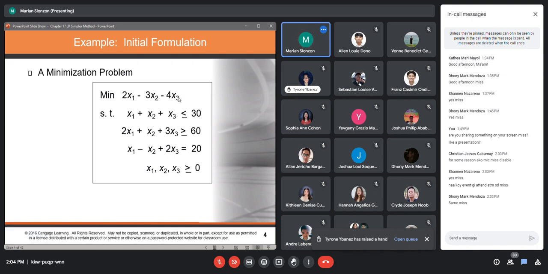Okay, Tyron. How do you make the left side equal to 60? Subtract slack value, miss. Subtract, no? So that will be 2x sub 1 plus x sub 2 plus 3x sub 3. We will now use another slack, which will be minus. So minus s sub 2 is equal to 60. Do you understand? Yes, miss.